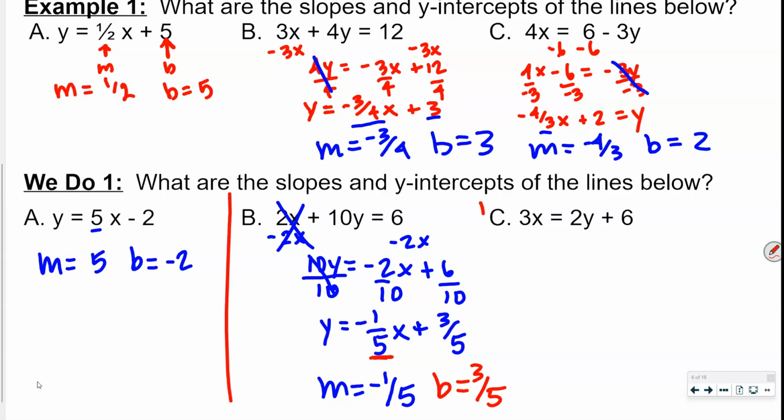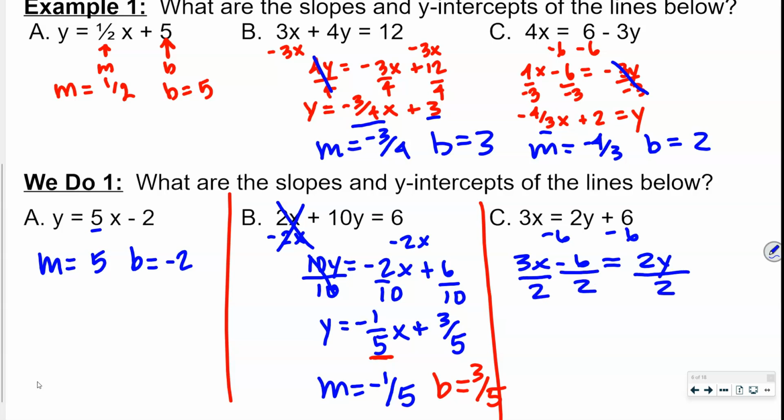Okay, we got one more over here, so let's go ahead and do it. Now, again, we're going to do this like we did the one above. We're going to subtract the 6 from both sides, okay? So that's going to give us 3x minus 6 equals 2y. We want to get y by itself. Remember, the operation that's going on between the two of them is multiplication. So we're going to divide by 2. Always do the opposite to move something or get rid of something, right?